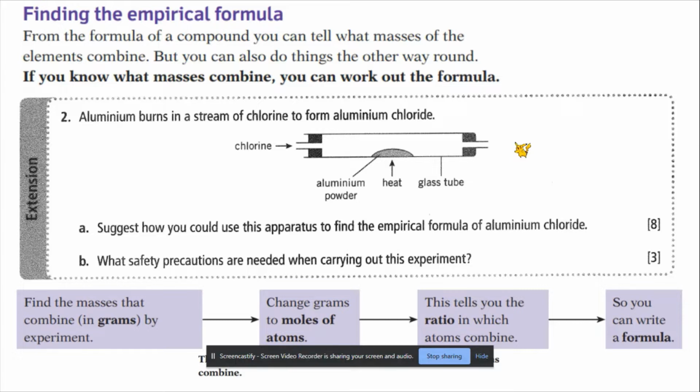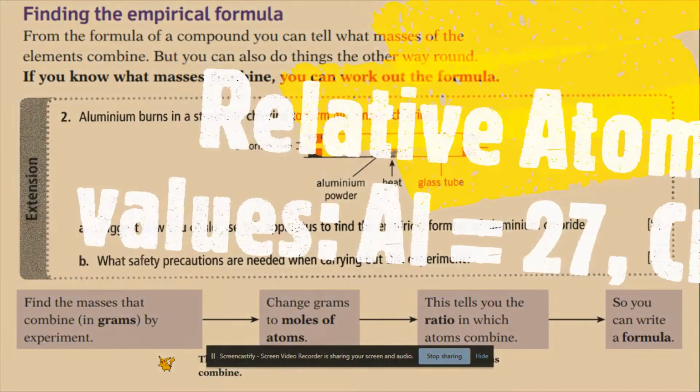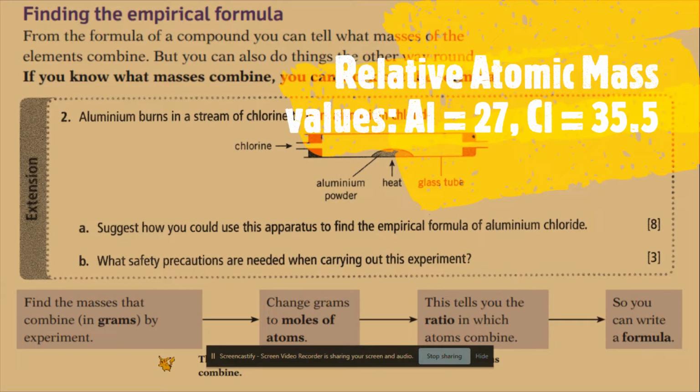The first thing you'll have to do when working things out is find the masses that combine in grams by experiment, and that's what this is all about. You then have to change the number of grams of each element to moles of atoms. This is because the mass of an aluminium atom is very different to the mass of a chlorine atom. The relative atomic mass of aluminium we can assume to be 27, and the chlorine atom has a relative atomic mass of 35.5.